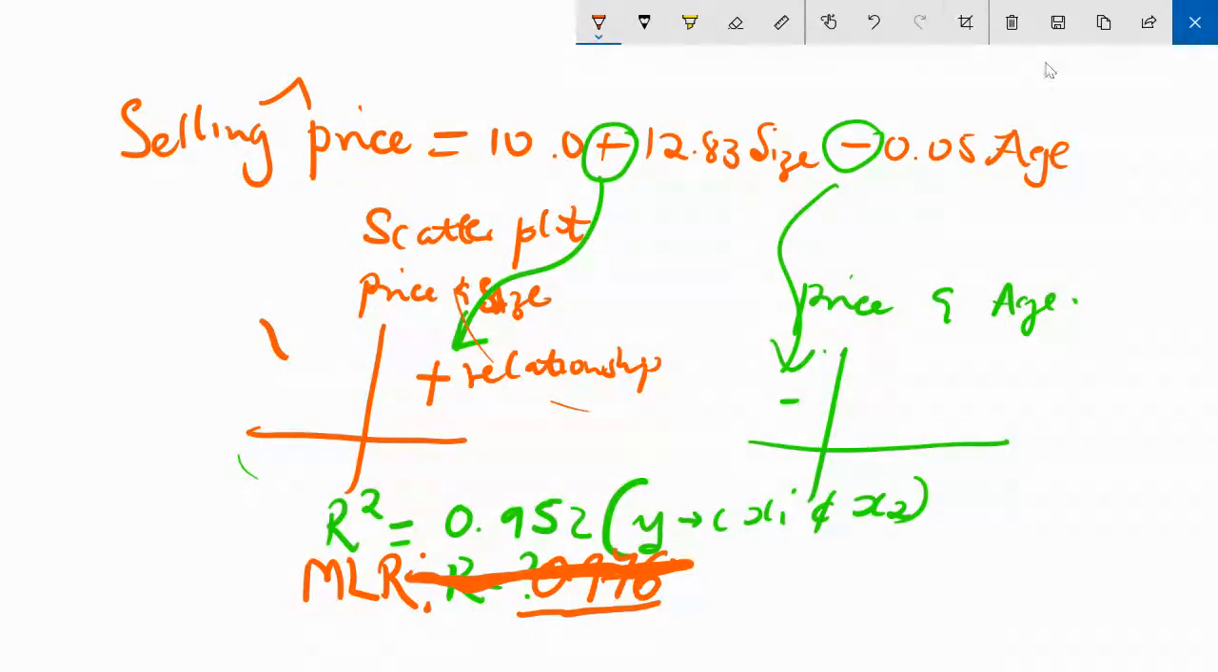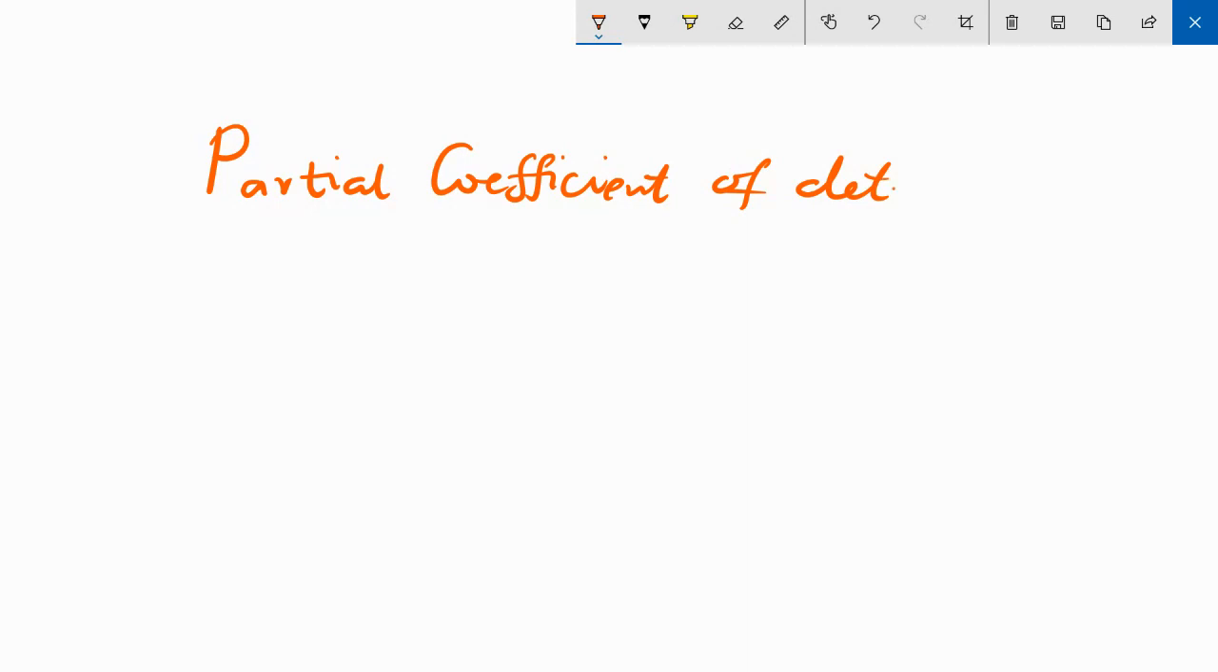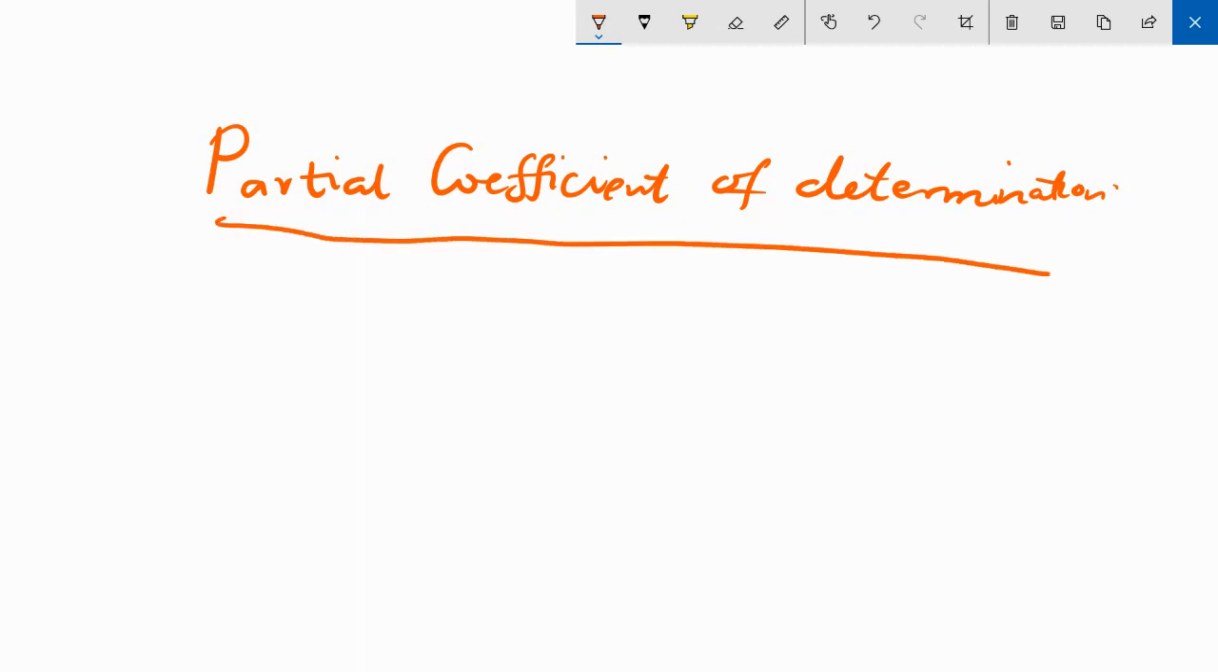So the last section that we have to cover is called partial coefficient of determination. As I indicated in the morning, this section is related to the partial F-test. So you'll be asked to find R squared of Y X1 given X2.